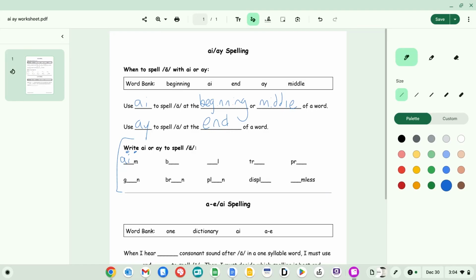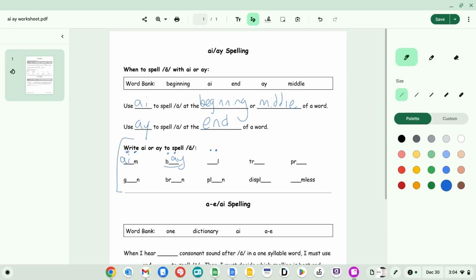And then we always finish with reading the word. We would read it as aim. The next word is bay. So the sound is B-A. So we need them to think again, where do I hear that A sound? It's at the end. Now I need to do another thinking step. Well, when it is at the end of a word, how do I spell it? It's with the AY. So I write A-Y, bay.